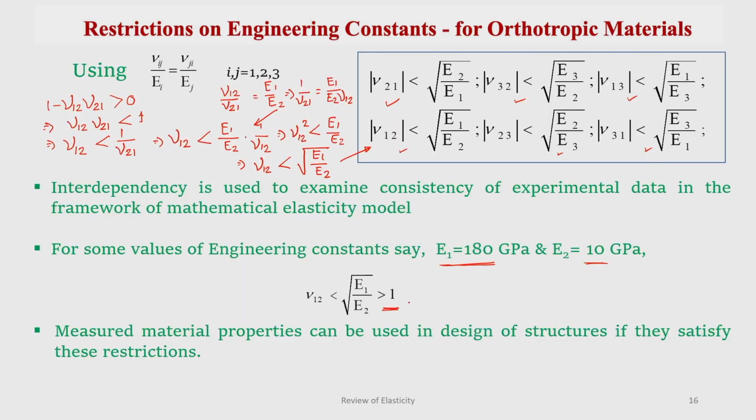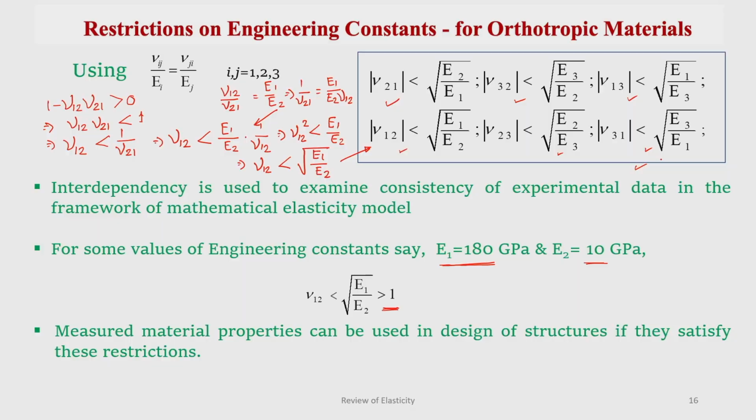So, knowing these constraints on the engineering constants for orthotropic materials, once the data satisfy them, the material properties obtained from the laboratory could be used for design and analysis of structures with more confidence.